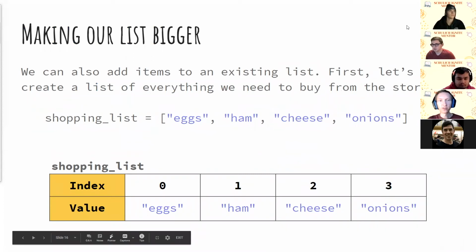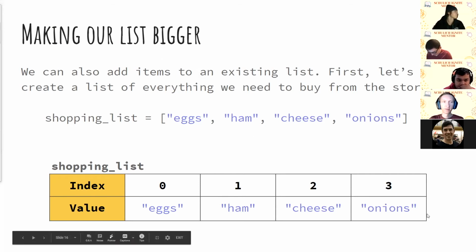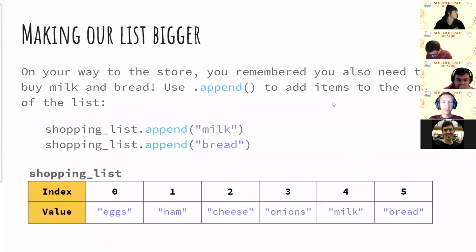Okay, so we talked about modifying the list, but how do we make the list bigger? If we want to add more items to it, then we can do that as well. So we have this example here of a shopping list. We've got 4 values in so far. We've got eggs, ham, cheese, and onions. But on the way to the store, we remembered we also need two more items. We need milk and bread also.